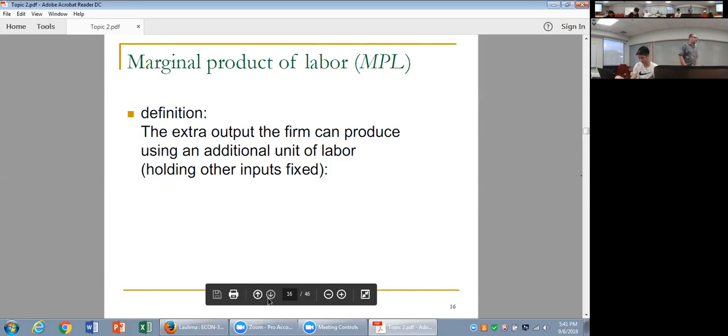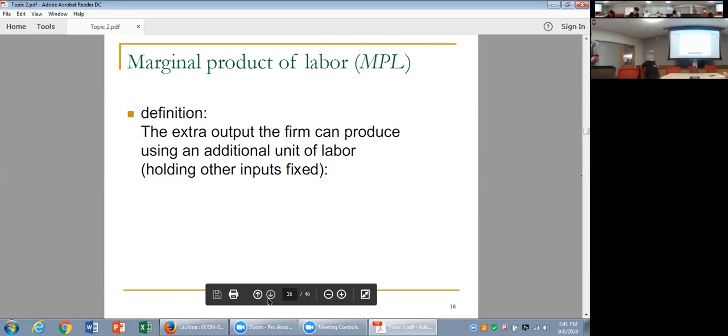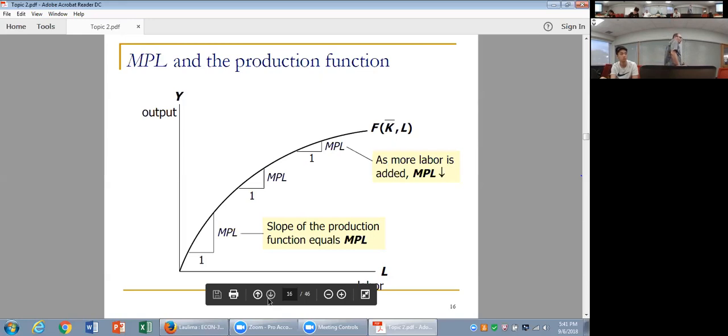So if you like math and think in those terms, this is just the first order partial differential. If what I just said seems really icky, just think of it as what's written out here: how much extra stuff do I get from this extra stuff? How much extra output do I get from having one more worker? What we know is that a first order partial differential keeps the capital stock fixed and allows labor to change, because we want to know how productive labor is.